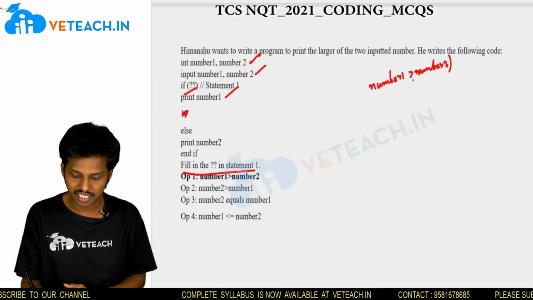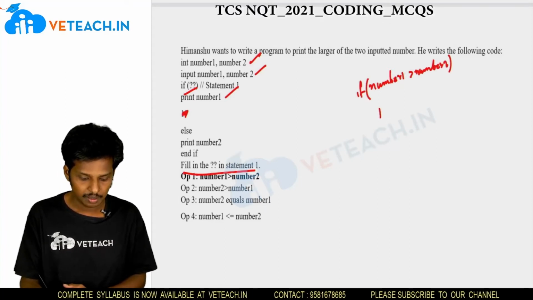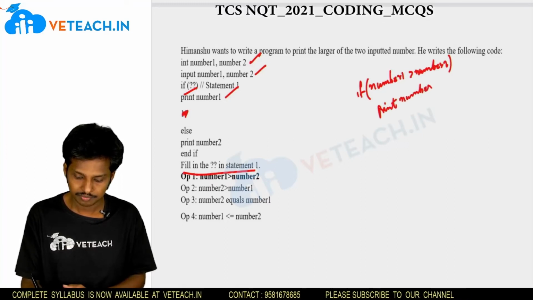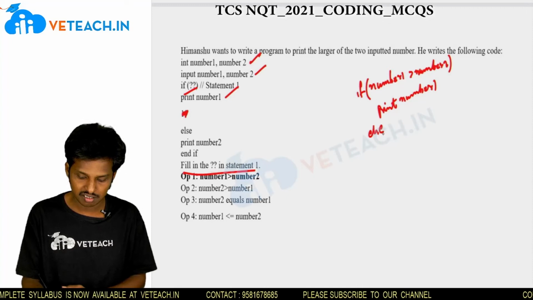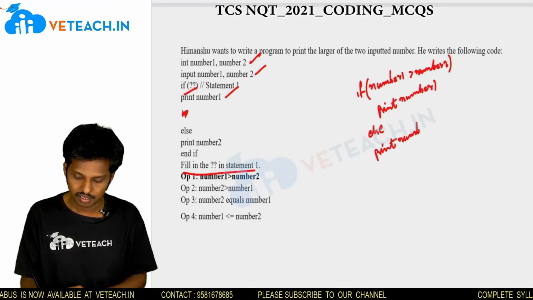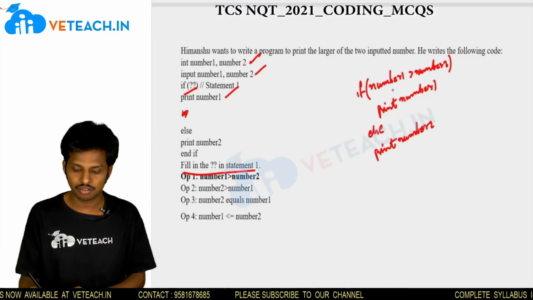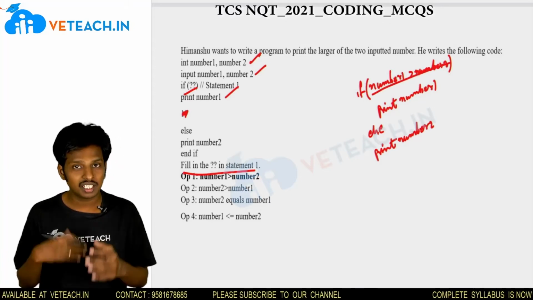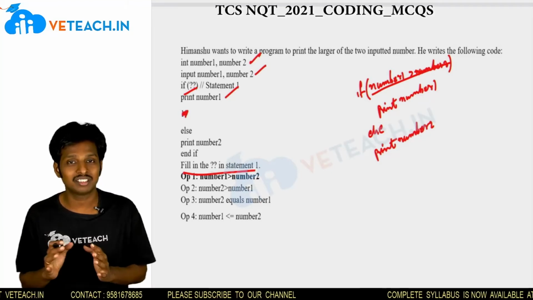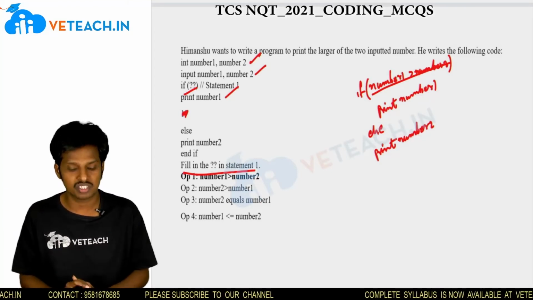If number 1 is greater than number 2, print number 1, else print number 2. Since we have already written the logic here, in place of the question mark inside the if we have to write number 1 greater than number 2. Let's see whether this option is present in the list of options given or not.